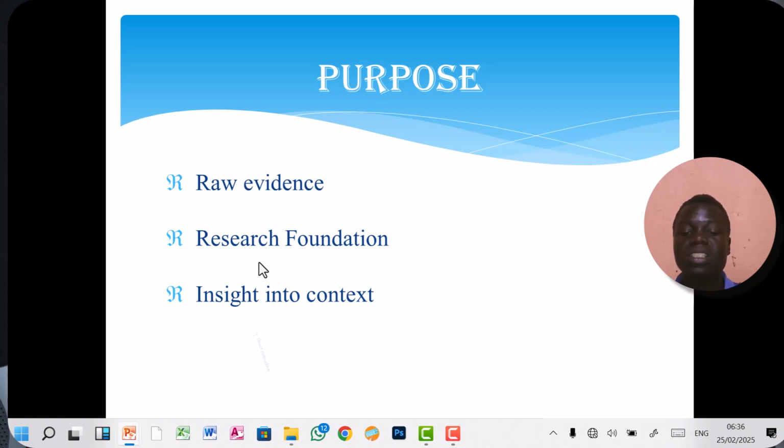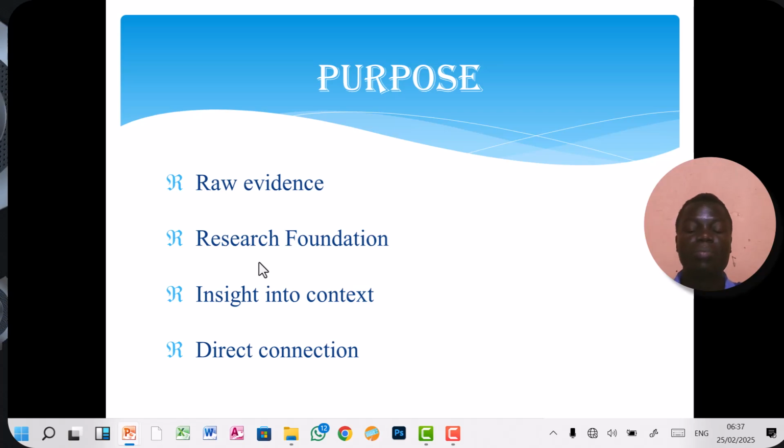The next one is that they give a direct connection in such a way that these primary sources of information are connected directly with the events or the figures under investigation, making them invaluable in uncovering the facts of a specific time or place.